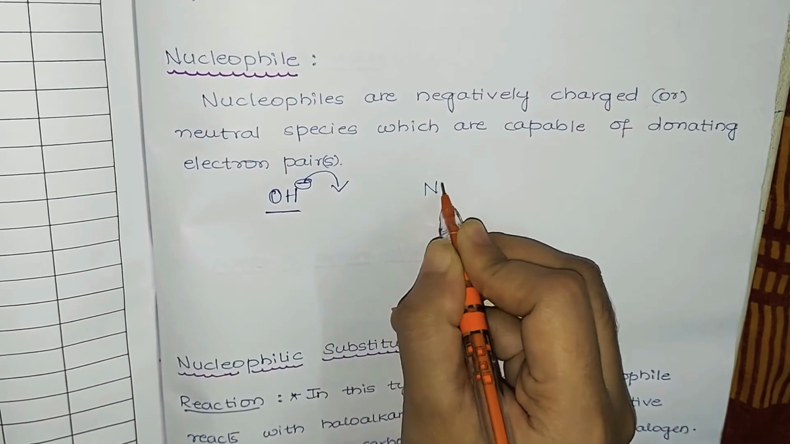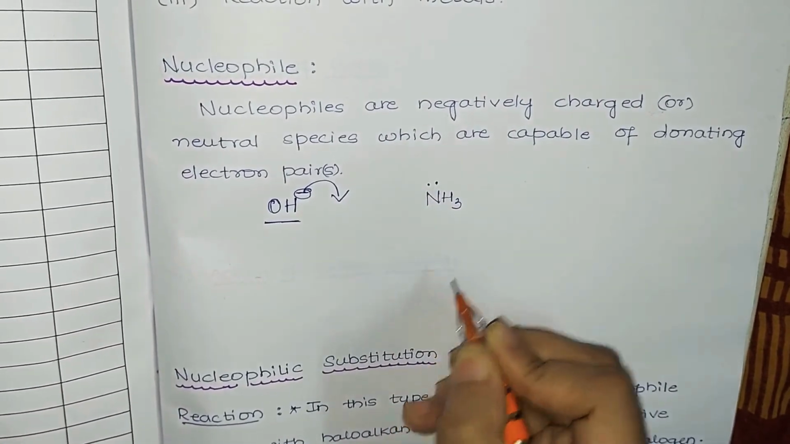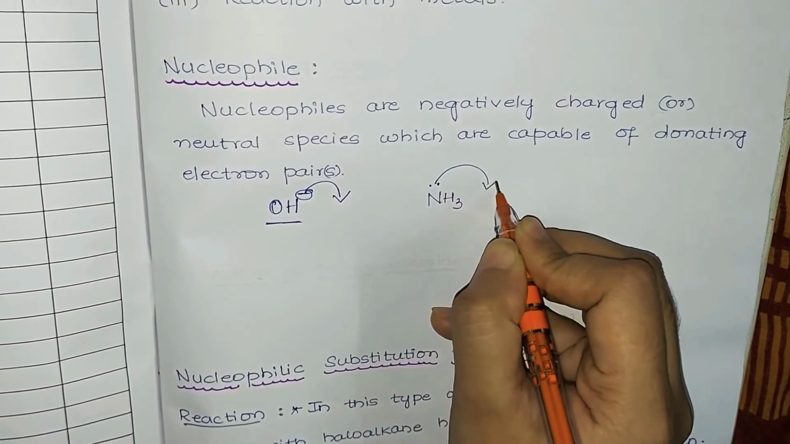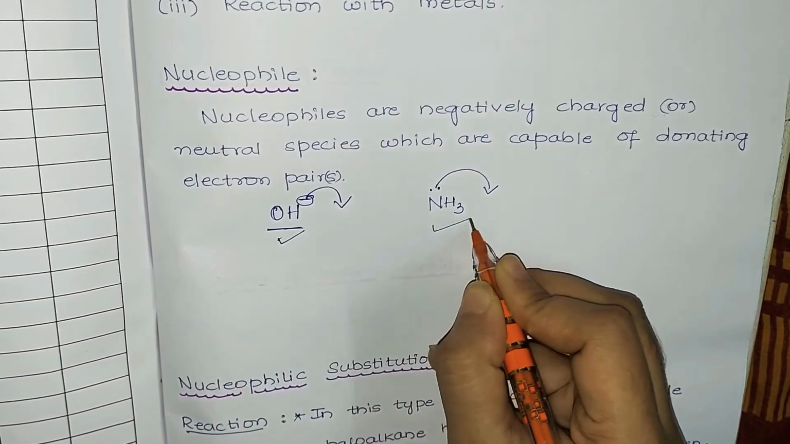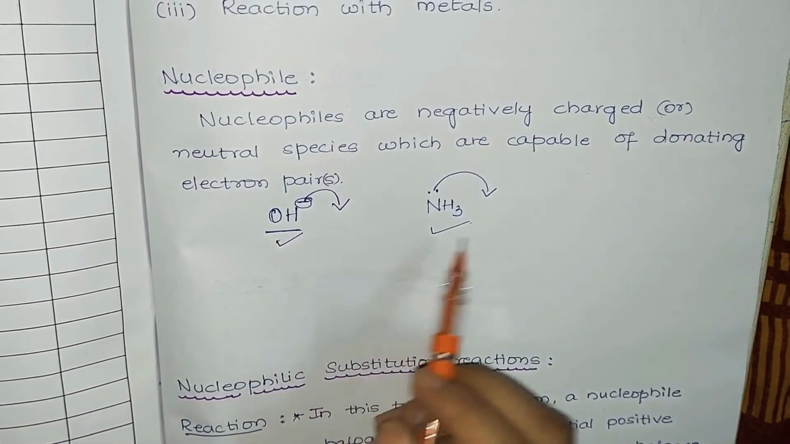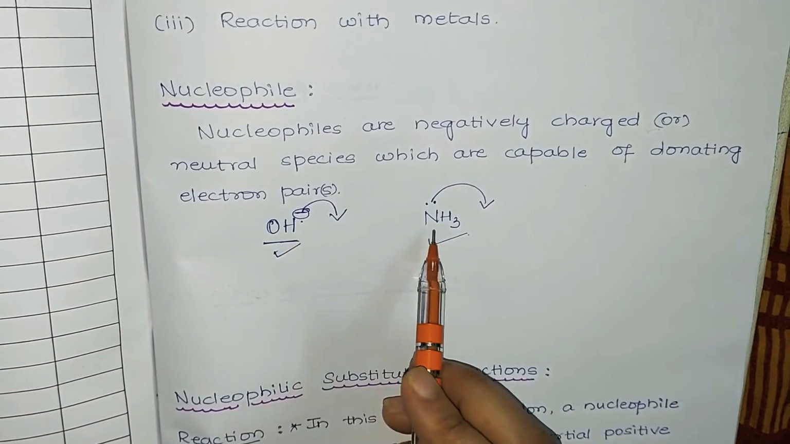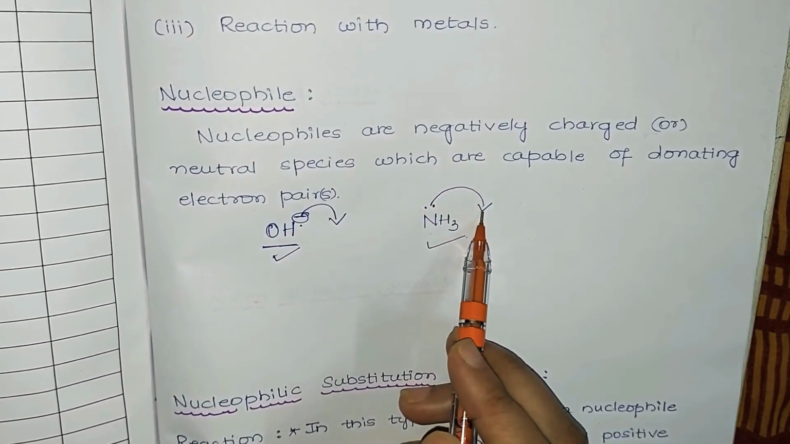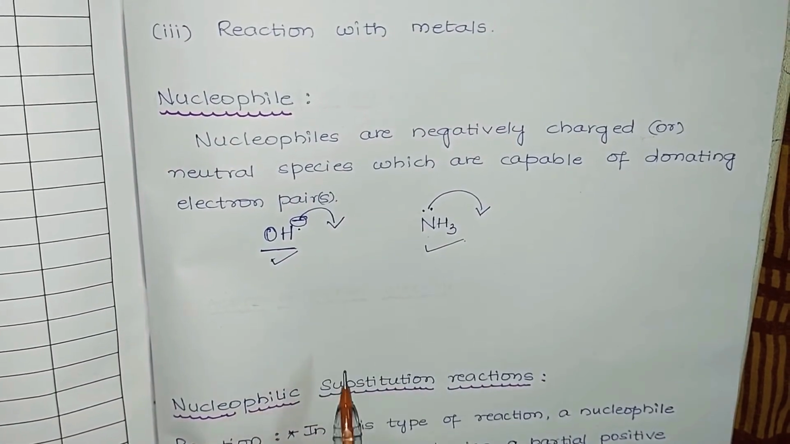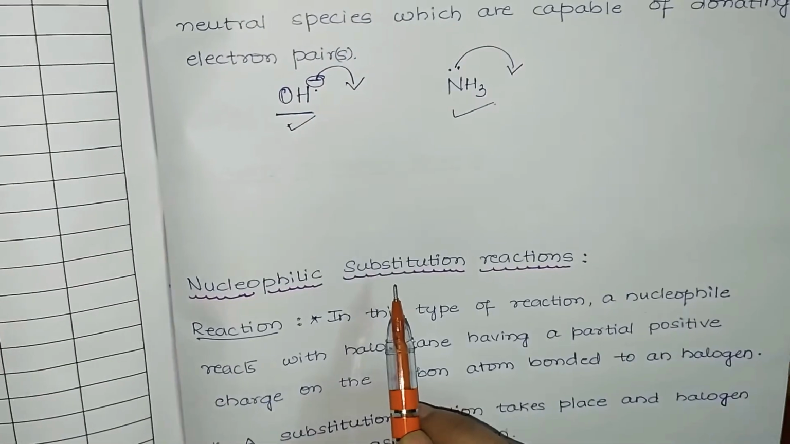Similarly, consider a neutral molecule like ammonia. Nitrogen has a lone pair of electrons, so it can donate an electron pair, hence it also acts as a nucleophile. So OH minus as well as NH3 both act as nucleophiles. OH minus can donate an electron pair, and nitrogen can donate its lone pair of electrons. Next is the nucleophilic substitution reaction.